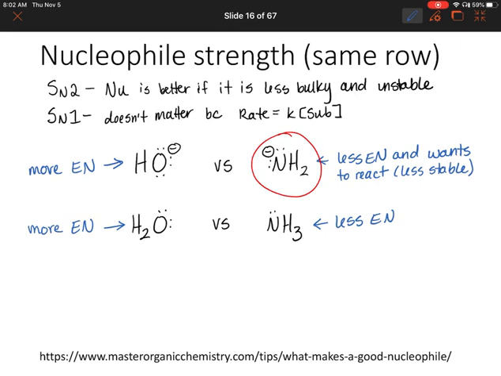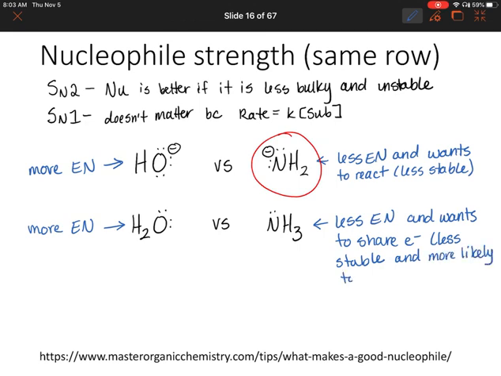Because nitrogen is less electronegative, it will hold on to that lone pair of electrons less tightly than oxygen will. Oxygen loves electrons, so it's okay with those lone pairs. It doesn't really need to share them or give them up. Nitrogen is less fond of electrons, so it's going to want to share its electrons more so than oxygen. So less electronegative and wants to share electrons. So it is less stable and more likely to react. So again, the nitrogen containing molecule is the better nucleophile.